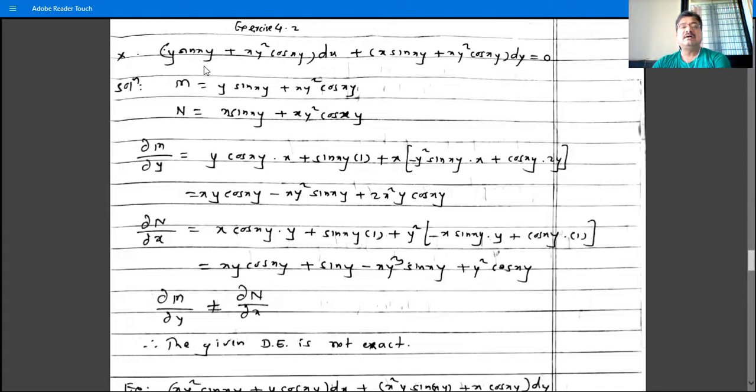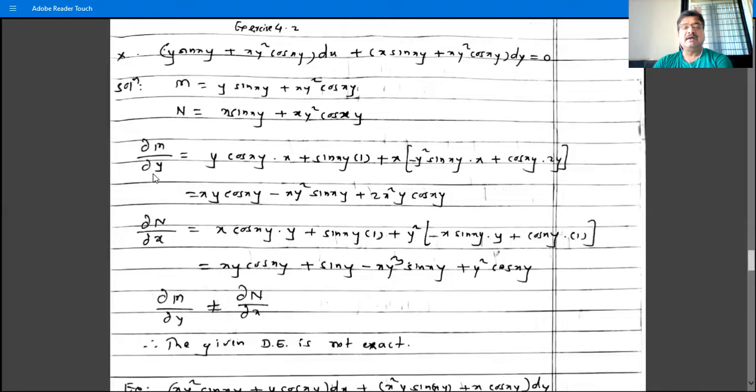So what is M? M is y sin(xy) plus x y square cos(xy), that is the coefficient of dx, and the coefficient of dy is N. So we compare this equation with M dx plus N dy is equal to 0, and we have M and N.